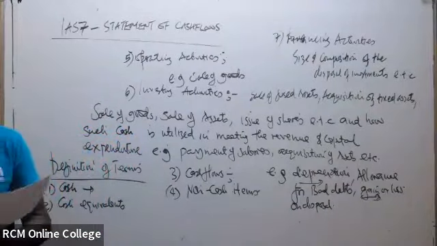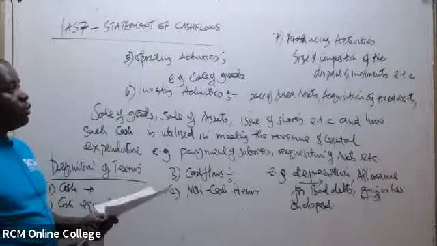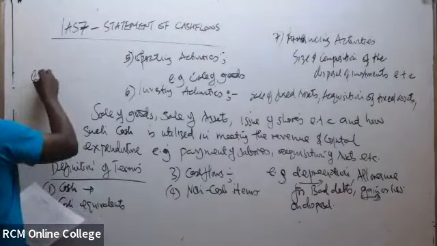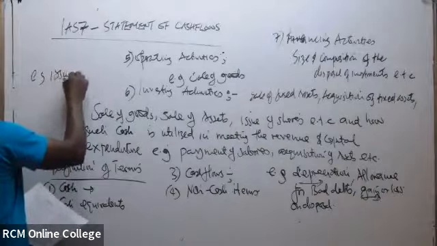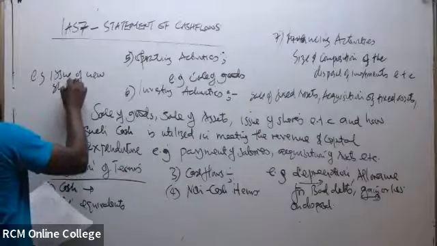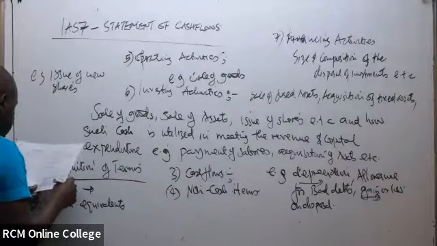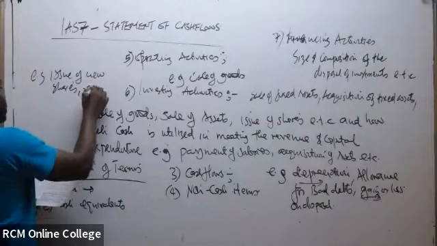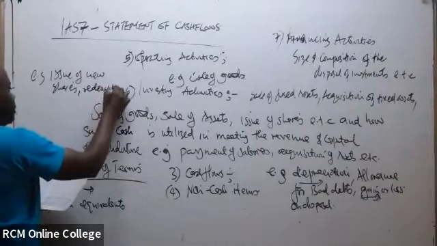You can give an example of activities, e.g., issue of new shares. We have, in this case, redemption of shares.